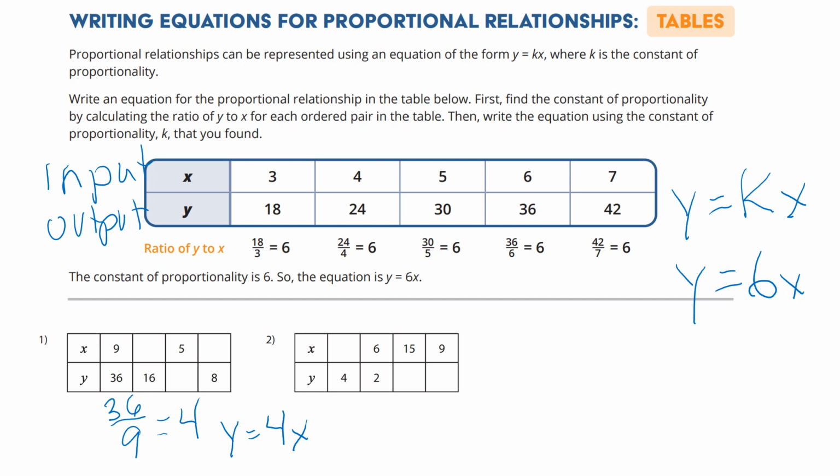On question 2, they gave me 2 over 6, and if I reduce that, that's 1/3. So k equals 1/3. And if I rewrite it in an equation, y equals 1/3 x.